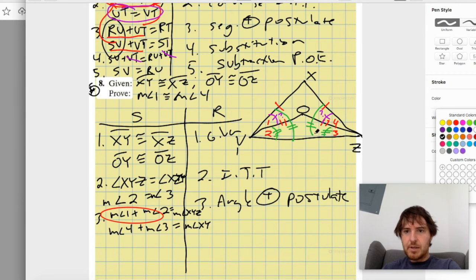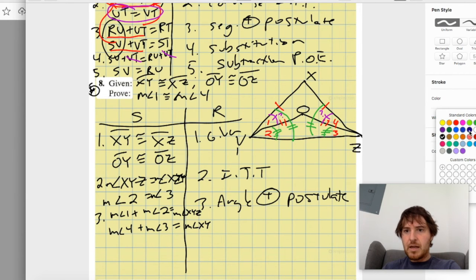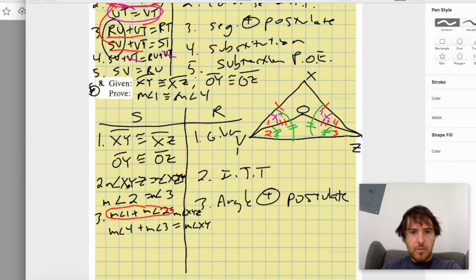My measurement's erased here. Okay. So I got my measurement here. I got my measurement here. And good, I got my circle thing erasing. I want to take this thing and replace this because it equals it, right? It equals measure of angle XYZ.